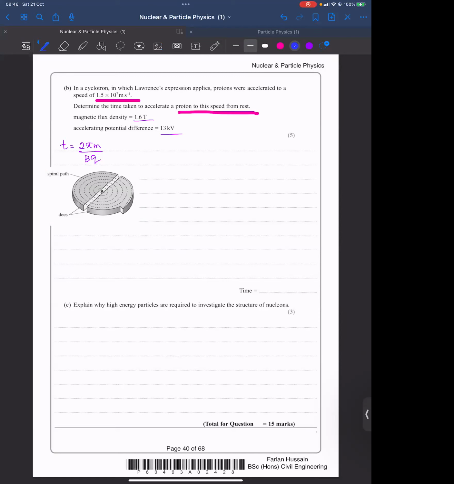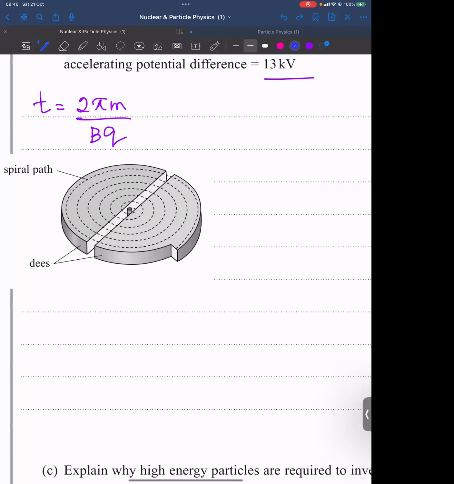Okay, let's see. Now they have taken the final speed of 1.5 into 10 to the power 7 meters per second. That is the final speed of the proton. Determine the time taken to accelerate a proton to this speed from rest. Magnetic flux density is 1.6 Tesla. Accelerating potential difference is 13 kilovolts. So that means the potential difference between the D's is 13 kilovolts.